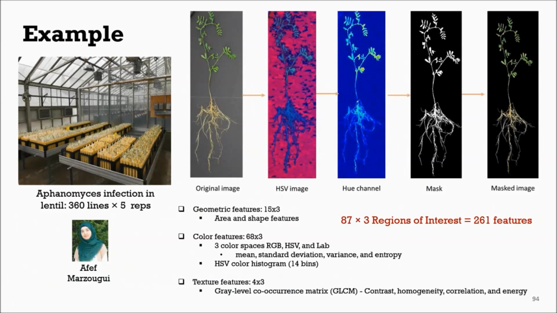She extracts about 87 features just based on RGB. And I say times 3 because the region of interest can be a shoot, can be a root, or shoot and root combined. So she extracts around 261 features. It's a lot of features, and I often say sometimes too many features can confuse the machine learning algorithm, which I'll talk about in a minute.